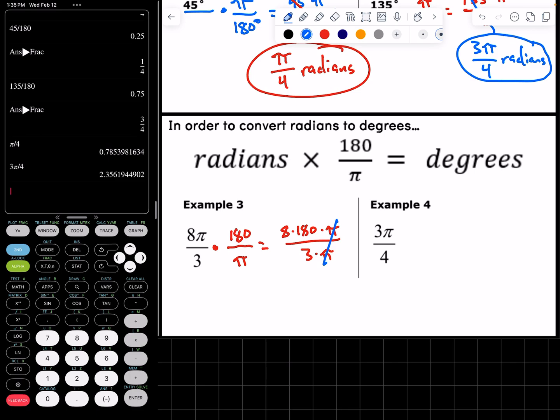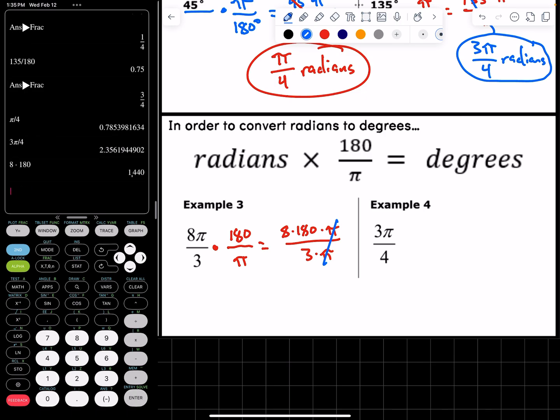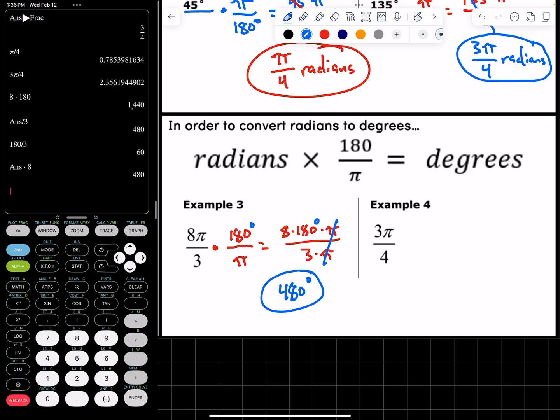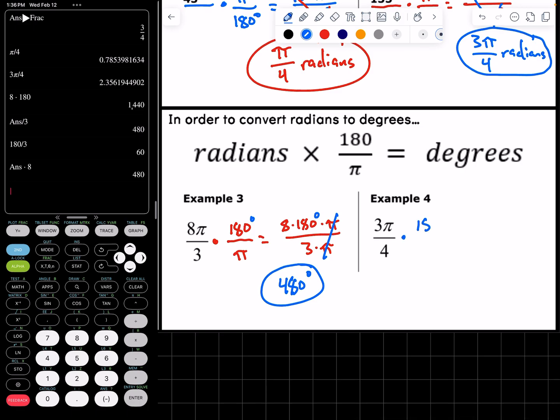I personally know that 180 divided by 3 is 60, so I can multiply 60 times 8. But if I wanted to do it the long way, I could. 8 times 180 equals 1440 divided by 3 equals 480, all right? So this would just be 480 degrees because we are left with degrees on top, okay? Like I said, if I did 180 divided by 3 and then multiplied that by 8, I would also get 480. So either way you want to go to get there works.